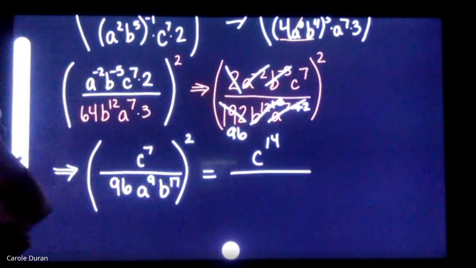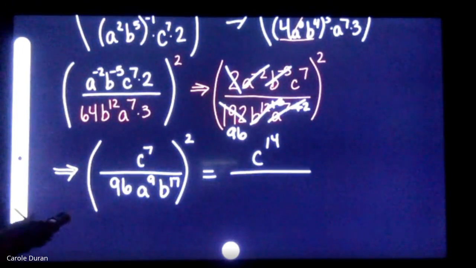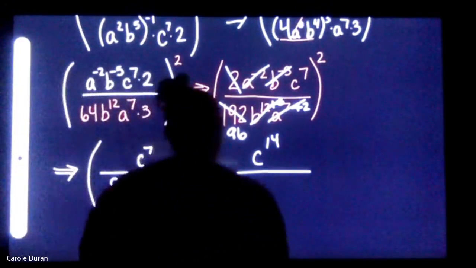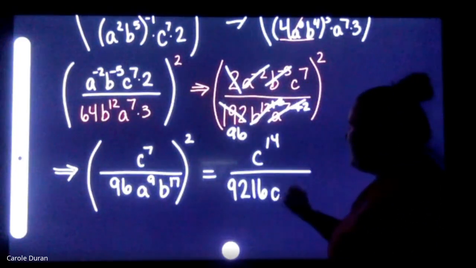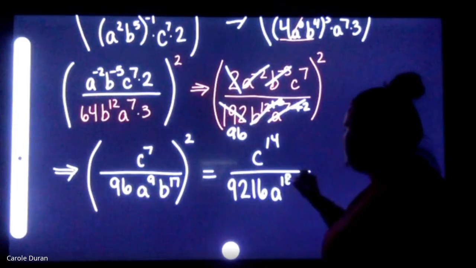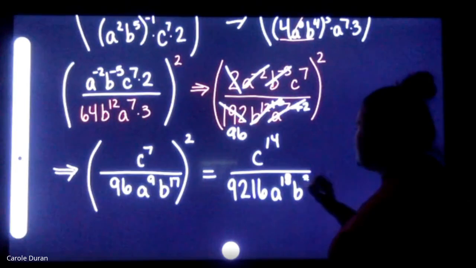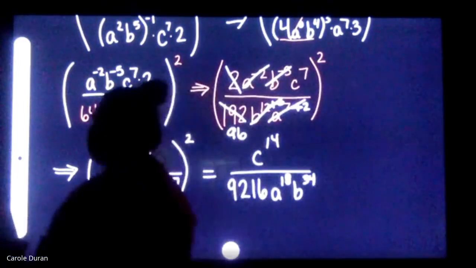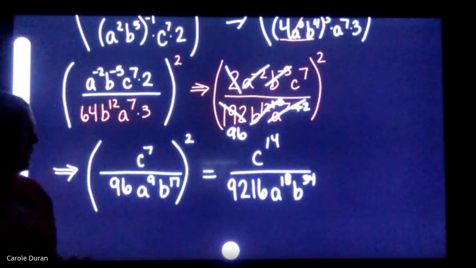In my calculator, I'm going to need to do 96 squared, which is 96 times 96. 9,216. This is a really poor choice for me to use. So 9,216. A to the 9th becomes A to the 9 times 2, which is 18. And B to the 17th becomes B to the 17 times 2, which is 34. So then my simplified fraction is c to the 14 over 9,216 times a to the 18th times b to the 34th.